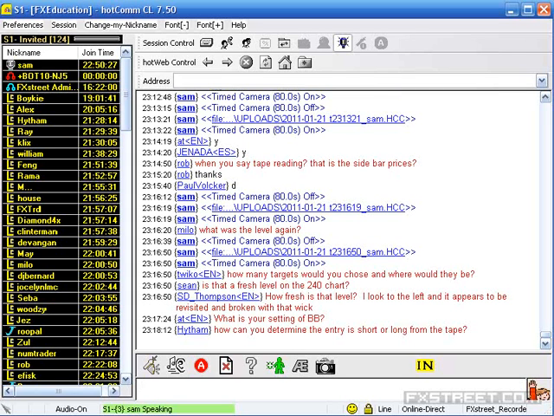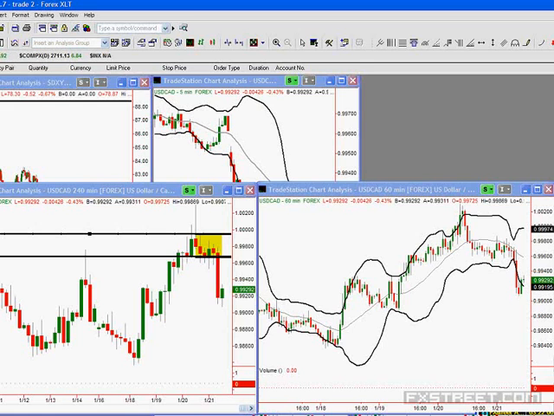Now, full disclosure here, just so you know, I don't use this. I don't use the Bollinger Bands, but I do see a lot of people using them in the trading room, combining them with the levels, and they seem to really like it, do well with it.